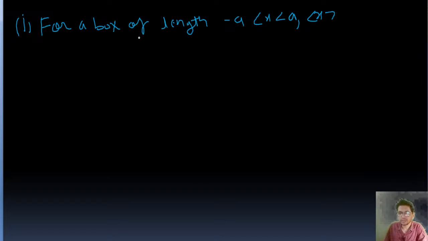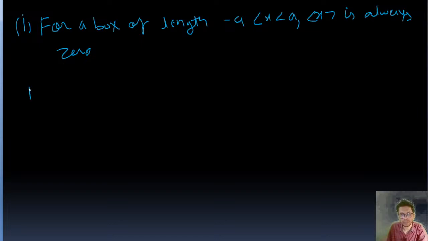So for a box of length minus a to a, the expectation value is always 0. This will also hold for a box of this length; the expectation value will always be 0. So this is the property, guys, we know.